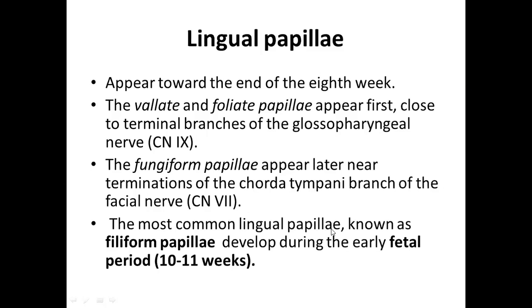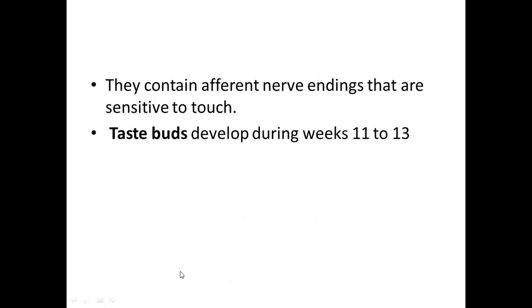The most common lingual papillae are the filiform papillae. They develop during the early fetal period, that is 10 to 11 weeks. They contain afferent nerve endings that are very sensitive to touch. The taste buds develop during the period of 11 to 13 weeks of intrauterine life. It is because of the interaction between the epithelial cells of the papillae and the nerve cells in whose close proximity they are developing.